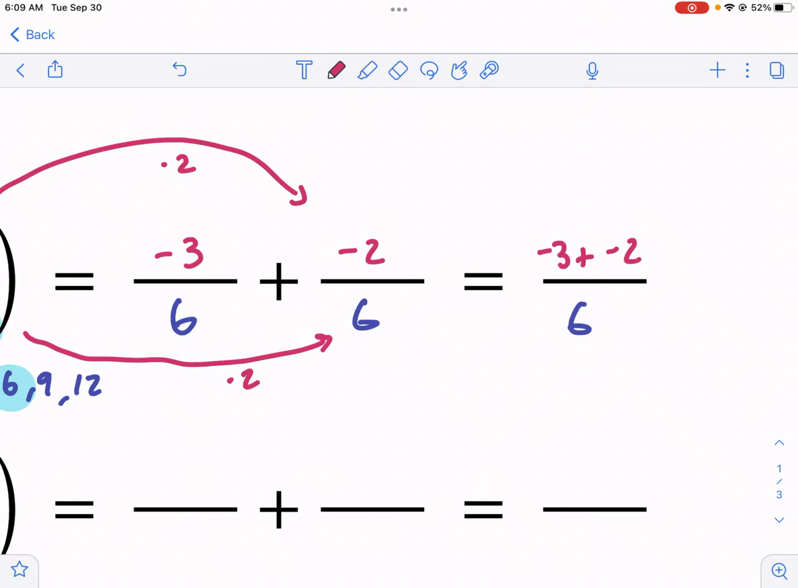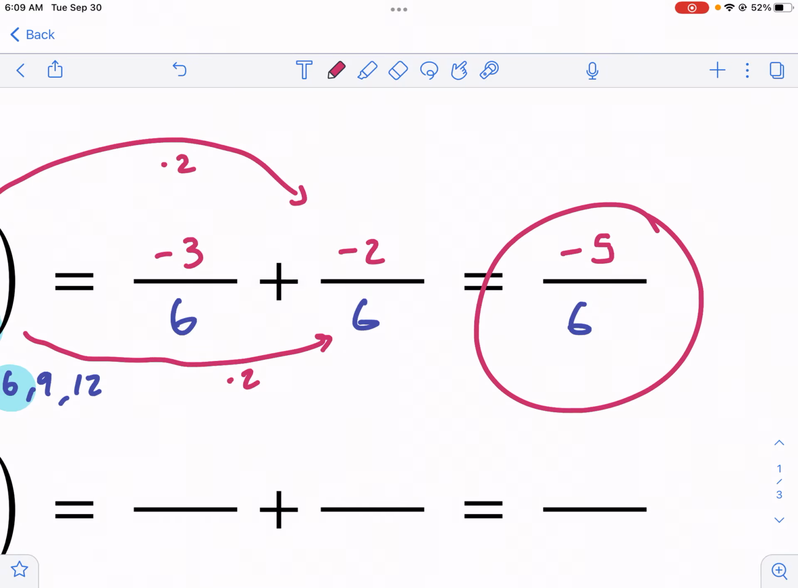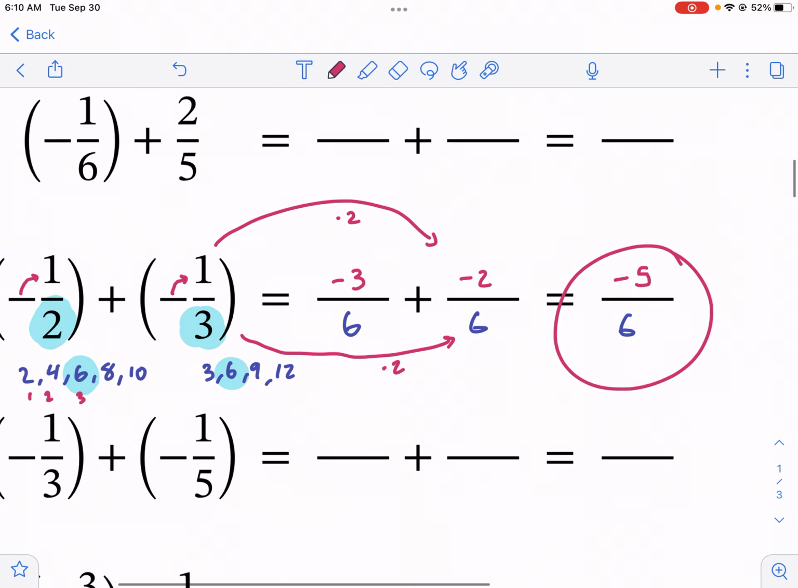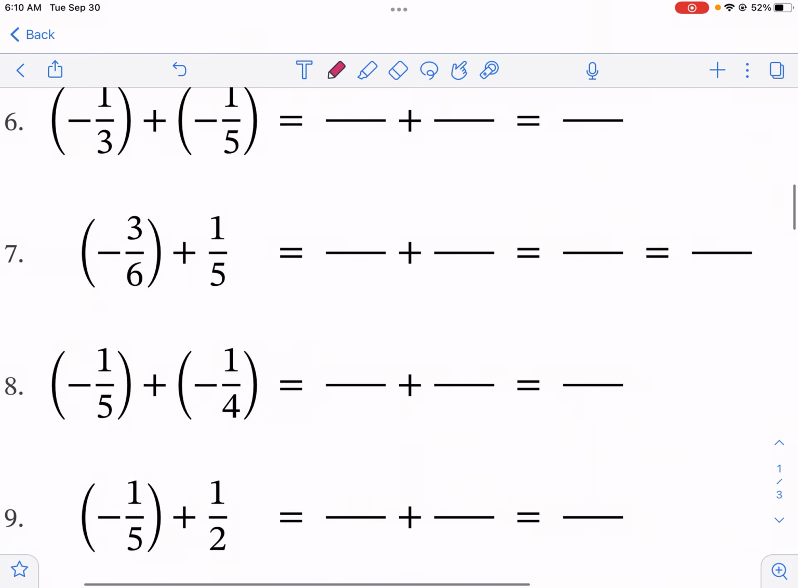Well, we have the same sign here, so we're going to add. They're going to get bigger together. We're going to call that -5. And we're done. So -5/6 is our answer. Really, once you find the common denominator, it's just like an integer addition problem.